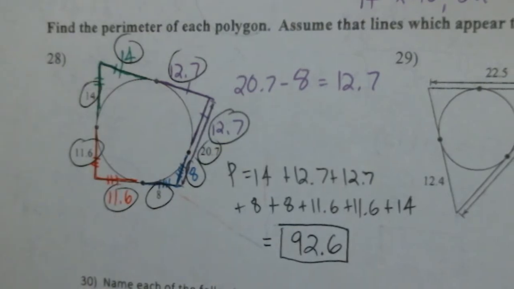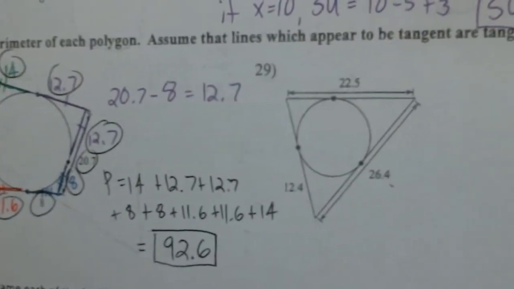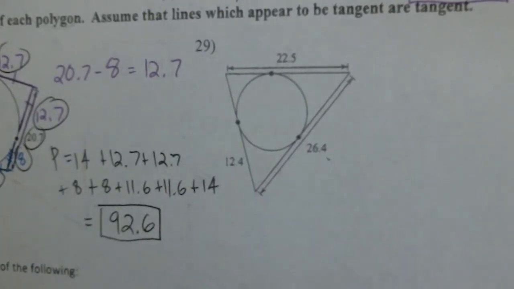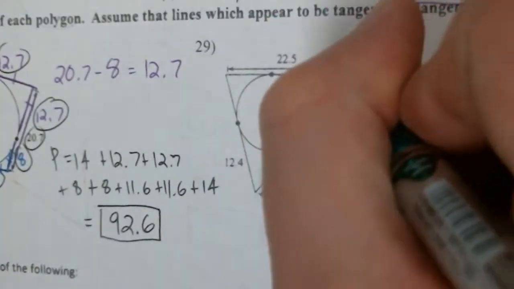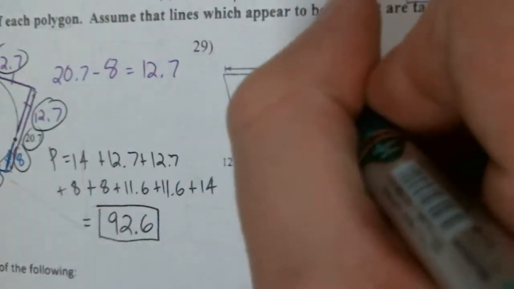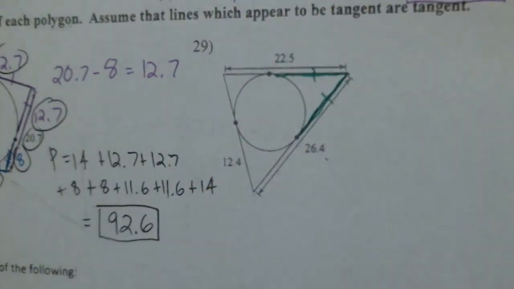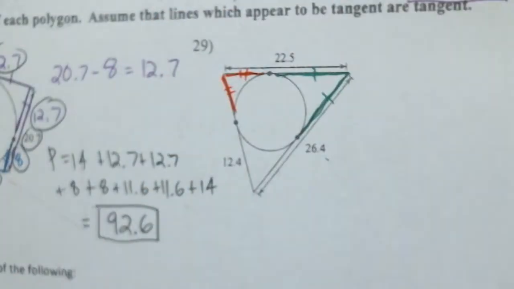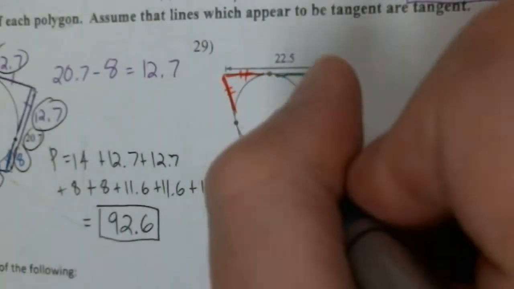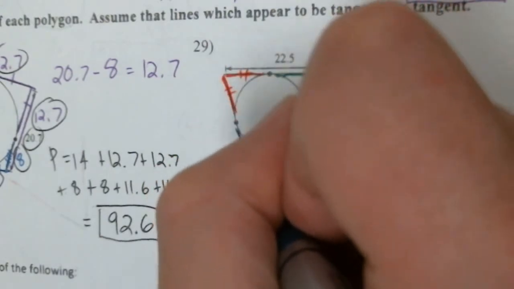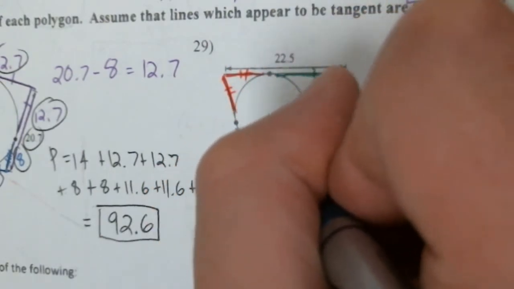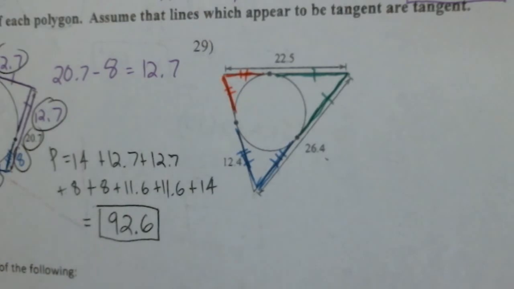Okay, alright, so let's move on to another one. This is maybe even a little bit easier because we have a triangle. There's a green piece, there's a green piece, tick tick. There's a red piece, there's a red piece, double tick, double tick. There's a blue piece, triple tick, triple tick. Okay, so let's start labeling stuff.